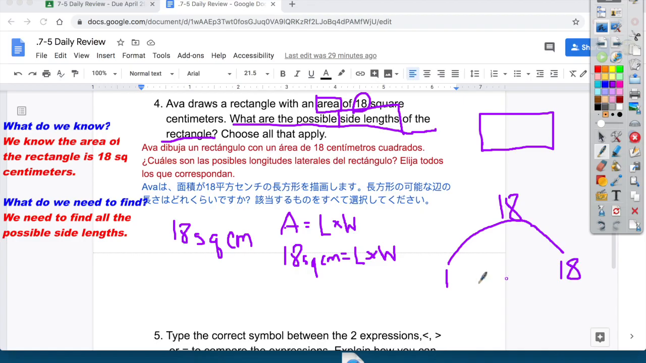Factor rainbow. 1 times 18 equals 18. Is there a number that you can multiply by 2 to get 18? Correct. 9. 9 times 2 is 18.